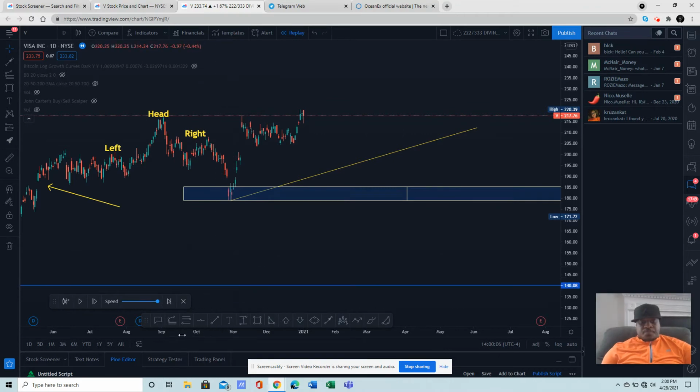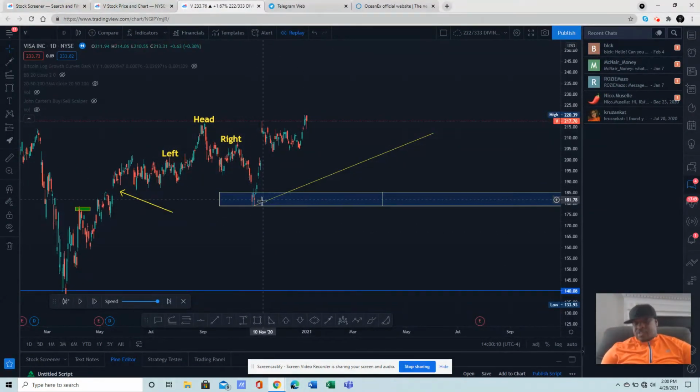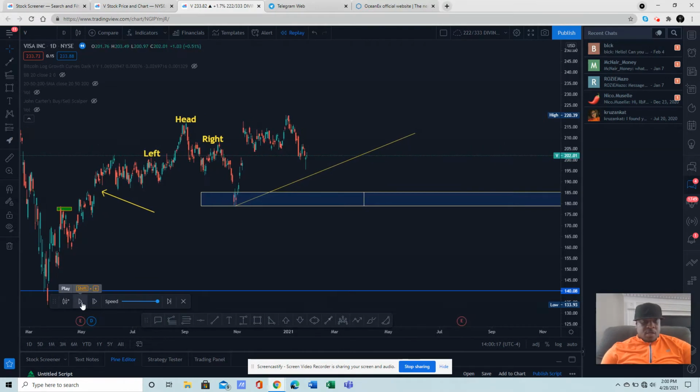So our extension was hit, so it's good. Now we're making our way up. Play again. Now we have an impulse right here, and we have a Bart Simpson pattern.